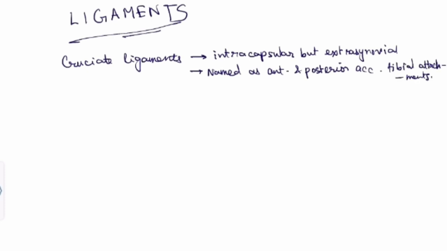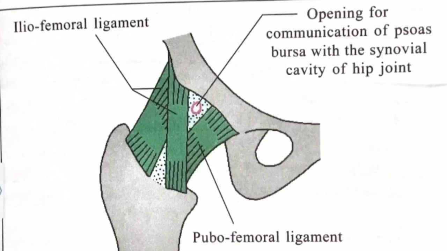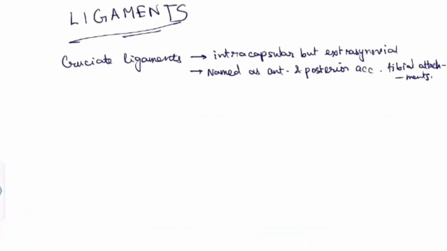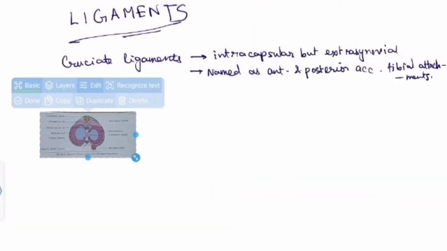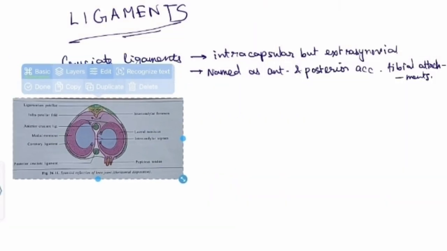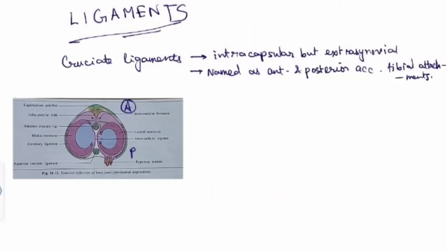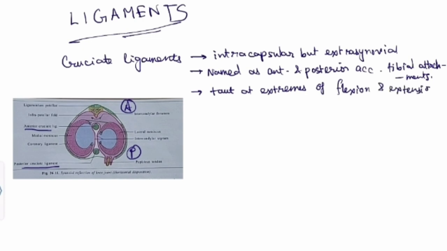Let me see if I can get that photo. I had a nice photo I'd taken here. Yes, this is the anterior part, this is the posterior part. So here you can see the anterior cruciate ligament, here you can see the posterior cruciate ligament getting attached. And these ligaments are taut at extremes of flexion and extension. Yes. Now we'll go into the detailed description.